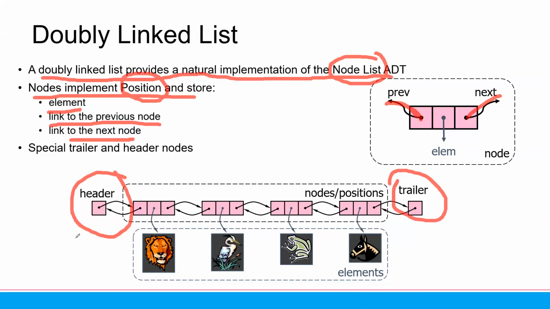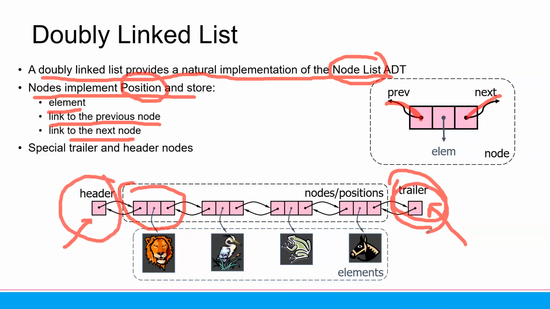So we need to make this node. The special node is to specify that this is the header, and this is the special node to represent the end of the list.